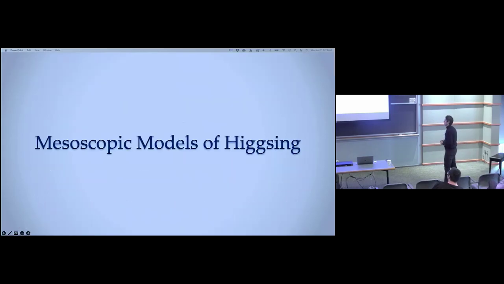Okay, so it's time to shut up about motivation. Let me start trying to show you some details of this model. And for more details, you can see the paper.